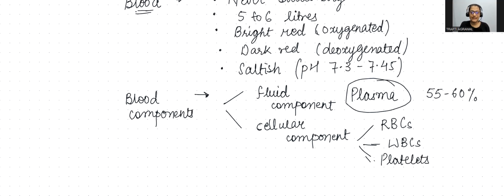These are comprising around 45 to 50% of the blood. So that is about all the blood components that are there inside in our body, students. That is the fluid component, plasma, and the cellular component, that is including the RBCs, red blood cells, white blood cells, and the platelets. So that was about the blood components.